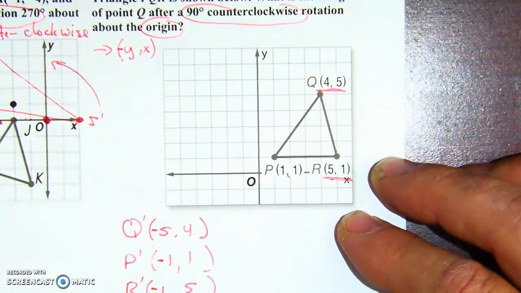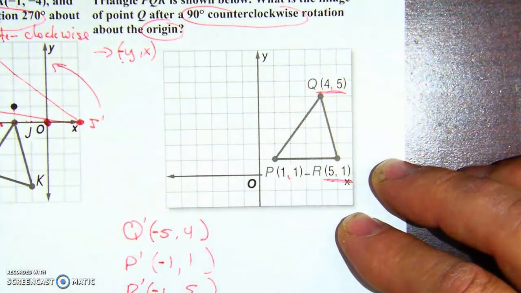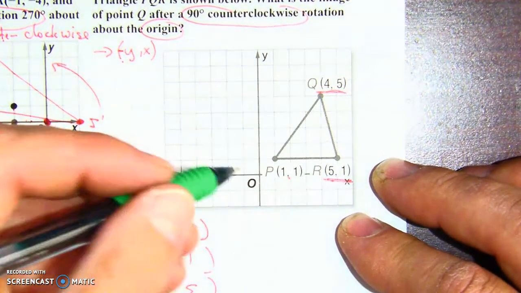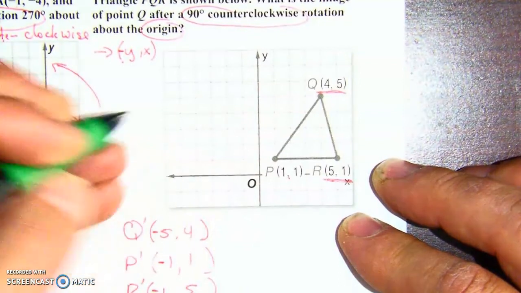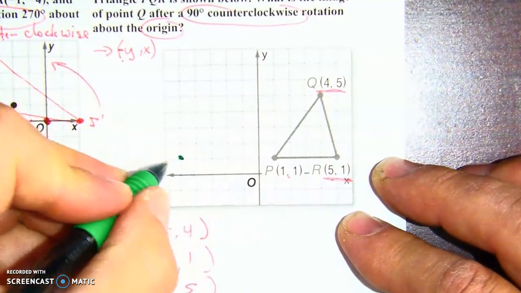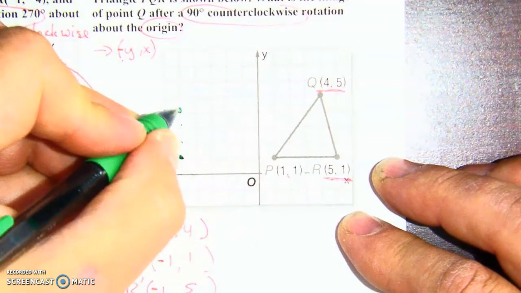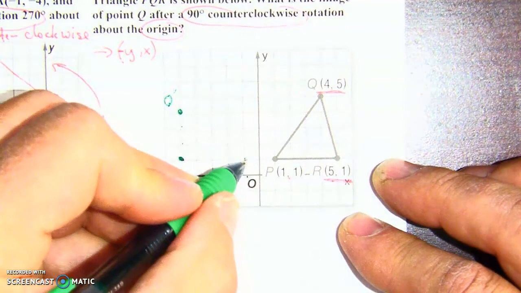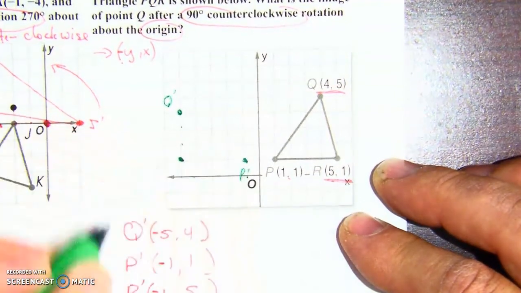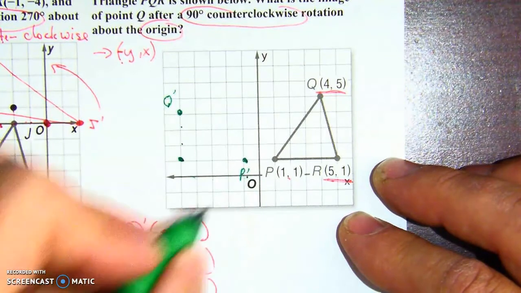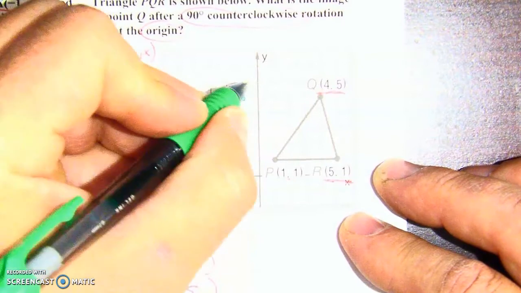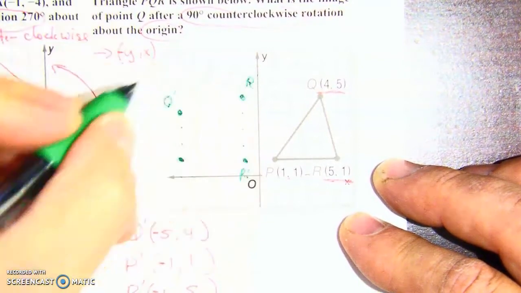So let's go ahead and plot that on here. So let's go -5. Let's see here, it says around the origin. I'm assuming this is the origin here because that line's kind of weird. So let's go -5, 1, 2, 3, 4, 5, and up 1. And that's up 4, 2, 3, 4. That's Q prime. And -1, 1 is P prime. And then we got R prime, which is -1, and then up 5. 1, 2, 3, 4, 5. And that is our R prime.